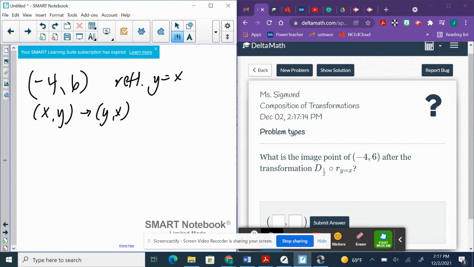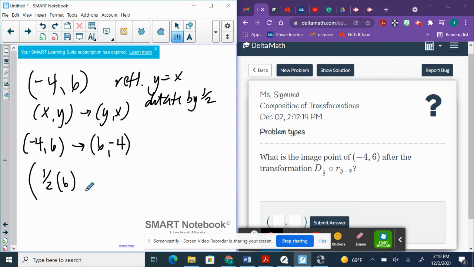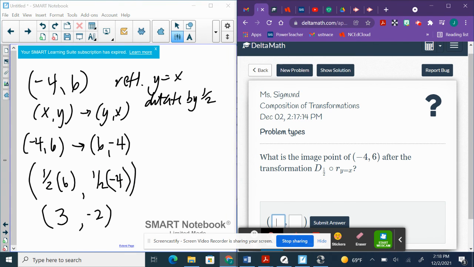Then we're going to dilate by 1/2. That can be either multiply by 1/2 or the same thing as dividing by 2. So first thing first, we're going to reflect over the y equals x. So they're going to switch places. So my -4, 6 is going to become 6, -4. Neither one changed their sign, so we're good there. And then to dilate, we're going to multiply them both by 1/2 or divide them both by 2. 1/2 of 6 is 3, and 1/2 of 4 is going to be a -2. So our answer should be 3, -2.